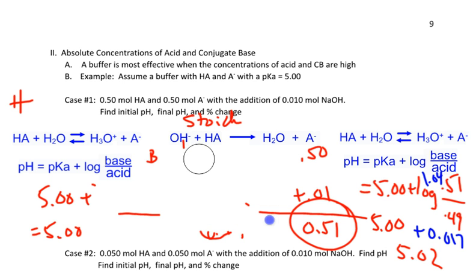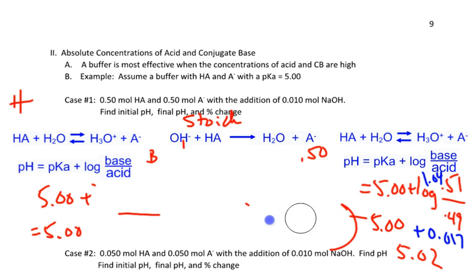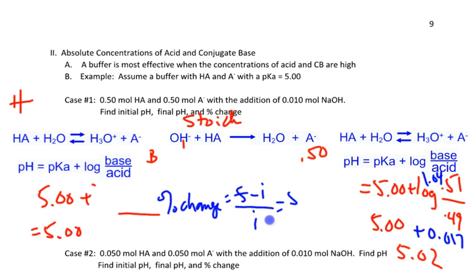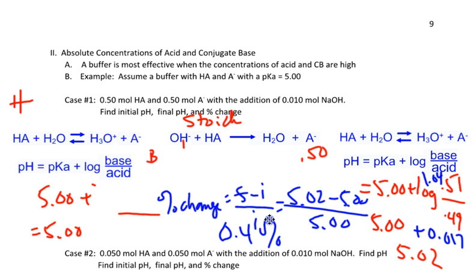Let me erase this. All right, and so the percent change, just like what we said before, is final minus initial over initial: 5.02 minus 5.00 divided by 5.00. You go ahead and do the math, and you're going to see it's a very, very small percent, it's 0.4%. Okay, now will you go ahead and do case 2 all by yourself?